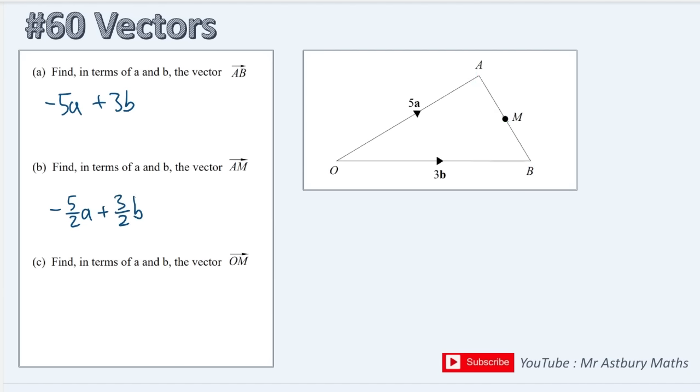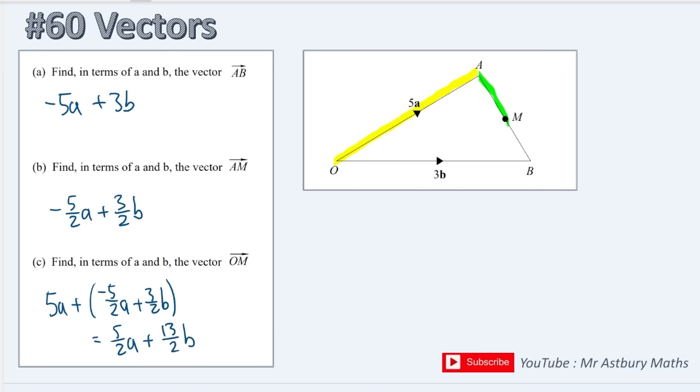And now I've got this a to m, and I'm being asked to work out o to m. So that would be this yellow one plus the green one. And the yellow one is 5a, and I'd add on minus 5 over 2 a plus 3 over 2 b. And that will give me 5 over 2 a plus 13 over 2 b.